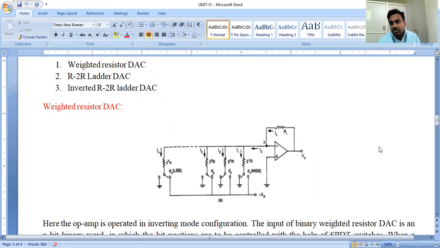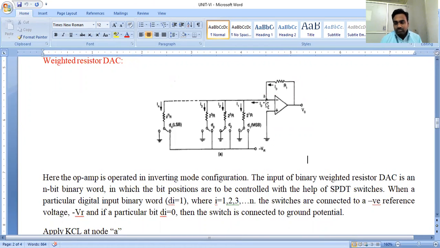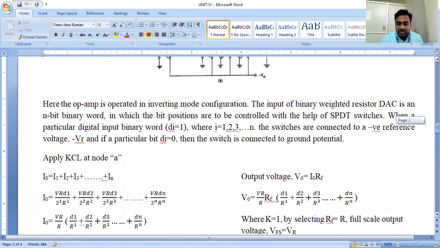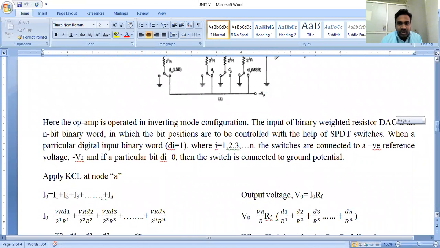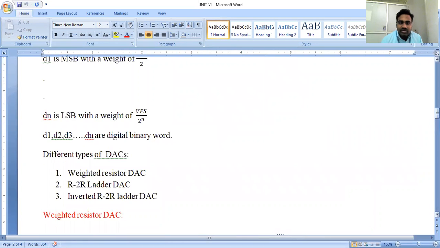If we analyze the circuit mathematically, at this particular node, this is nothing but the inverting node of the operational amplifier. If we apply the KCL here, what is the behavior of currents? The current I naught, which is the current flowing in this path, is equal to I1 plus I2 plus I3 plus In.